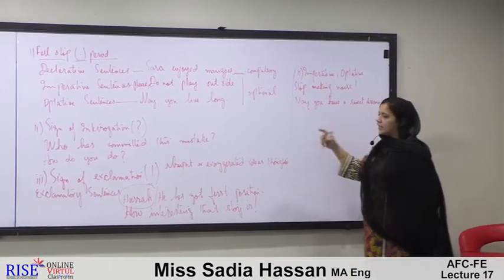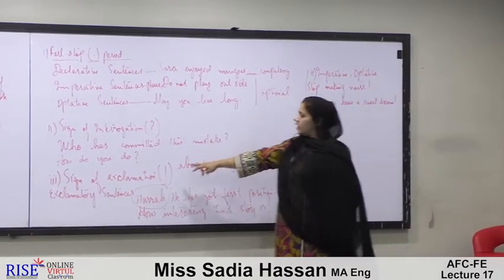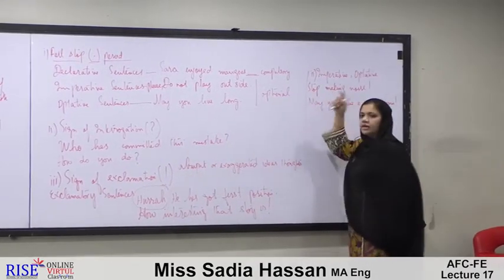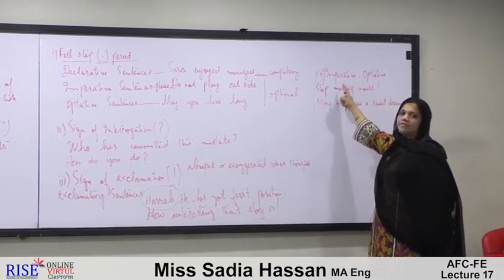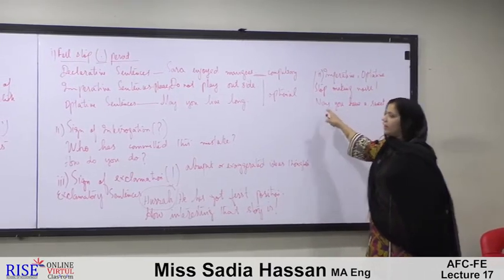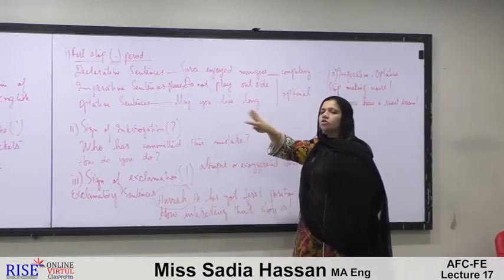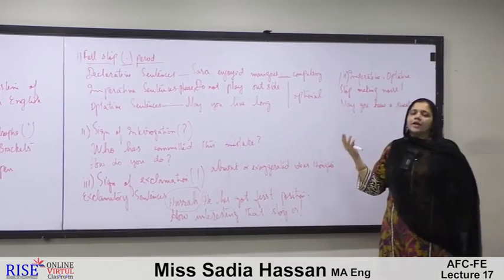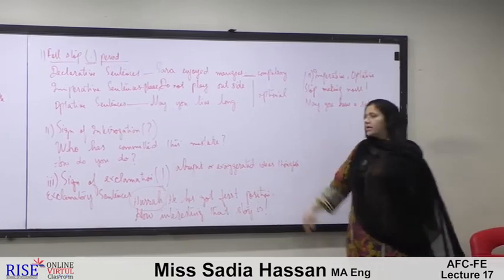So we have seen that the sign of exclamation is a compulsory part of exclamatory sentences, and it is an optional part of imperative and optative sentences. Fine. These three marks of punctuation are called terminal punctuation. Why? Because they are used at the end of the sentences.